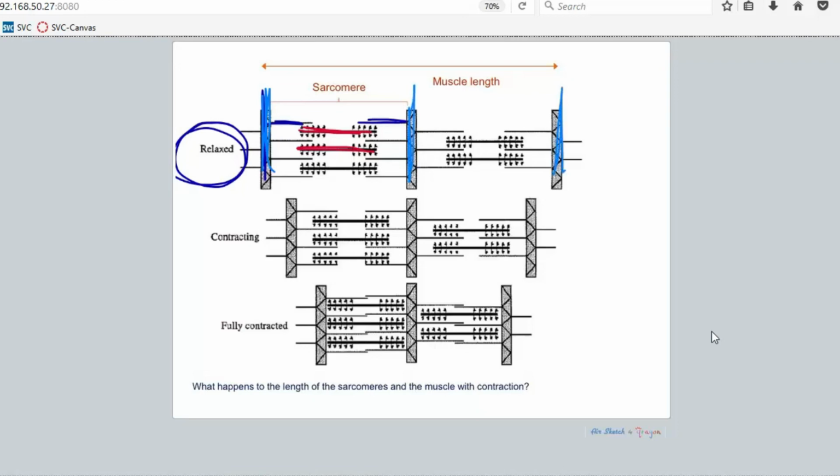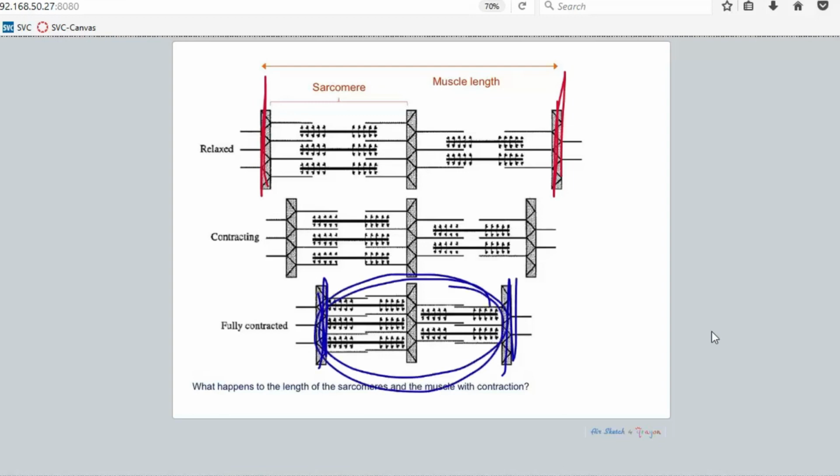What happens when muscle contracts is the sarcomeres shorten. You can see that this sarcomere shortens. And in fully contracted muscles, the sarcomeres shorten even further. So here's a relaxed muscle up here, and there's the length, and this is a contracted muscle right there. And you can see how much shorter the contracted muscle is.